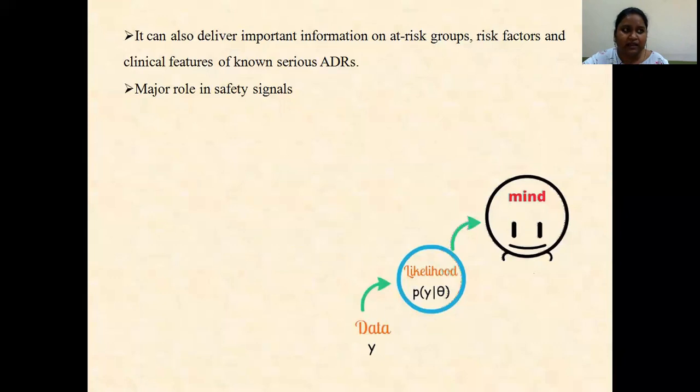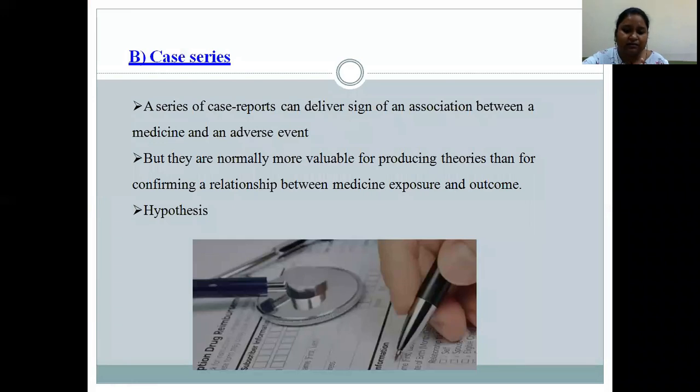So in this, we will find this major goal. Next classification of passive surveillance is the case series. So next, reporting all the series of case reports which deliver the sign of an association between the medicines and adverse events. These are the case series, and these are very valuable, and they can be saved for further evaluation of the ADR.